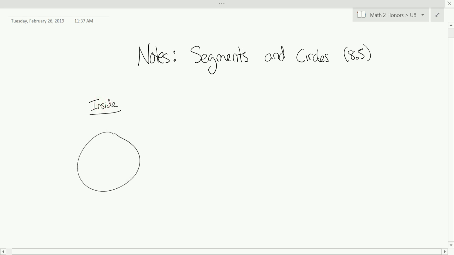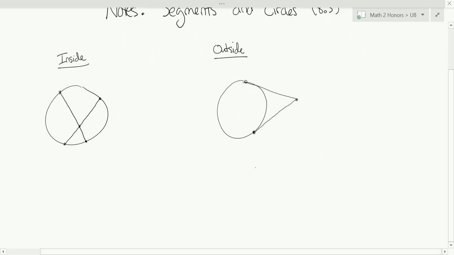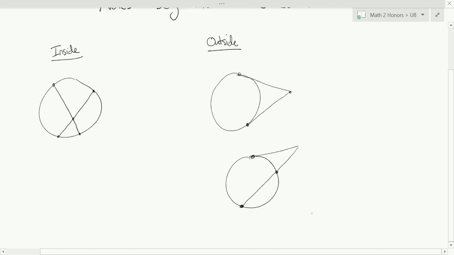So draw a circle with two chords that intersect each other. And we'll come back to that picture in a second. And then three cases that happen outside the circle, or a mixture of outside and inside, but the angle is going to happen outside the circle. So one is when we have two tangents to the circle. One is when we have a tangent and a secant. And one is when we have two secants.